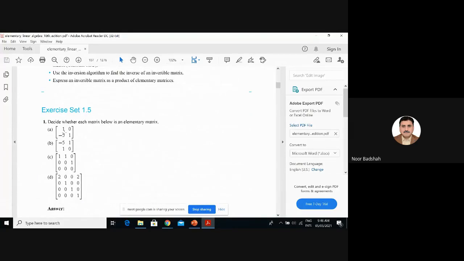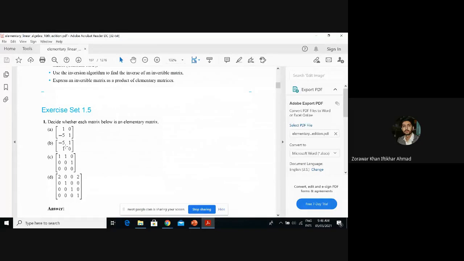So you need to check whether this matrix is elementary matrix or not. Apply one operation on it and see if the matrix can be reduced into identity matrix. So you see, if you apply operation row number 2 plus 5 times row number 1, after one operation it becomes identity matrix. So yes, this is elementary matrix. What about this one, the second part?